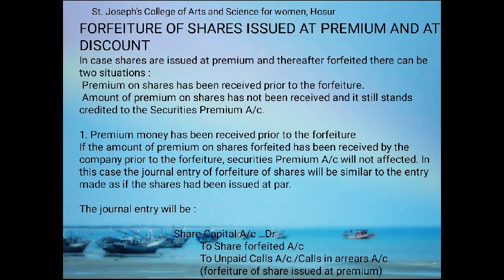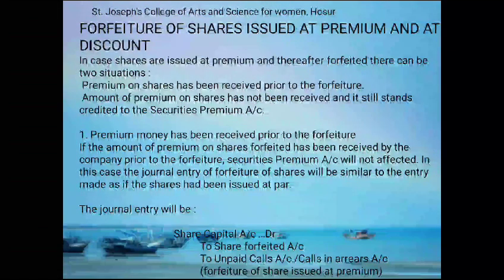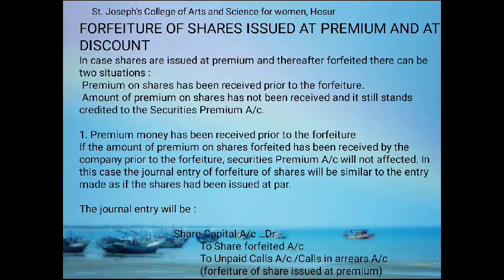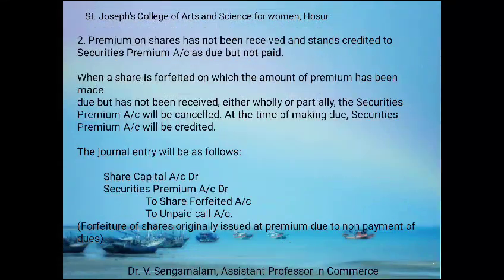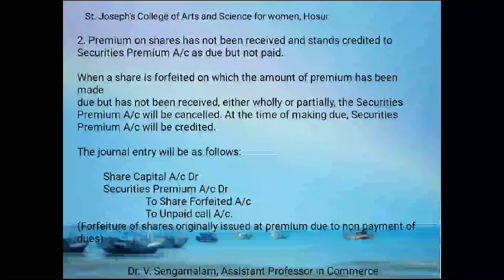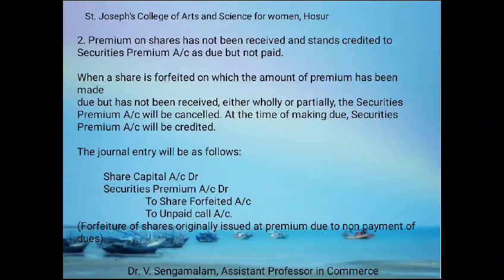Forfeiture of shares issued at premium and discount. The accounting treatment: if the premium money has been received prior to the forfeiture, the journal entry is share capital account debit to share forfeiture account, to unpaid calls account or calls in arrear account. If the premium amount is not received by the time the forfeiture is held, the journal entry is share capital account debit, security premium account debit, to shares forfeited account, to unpaid calls account.